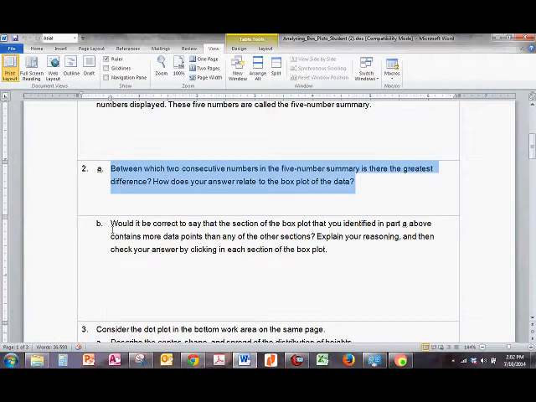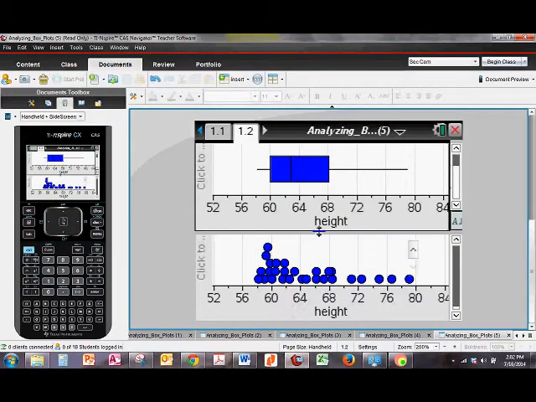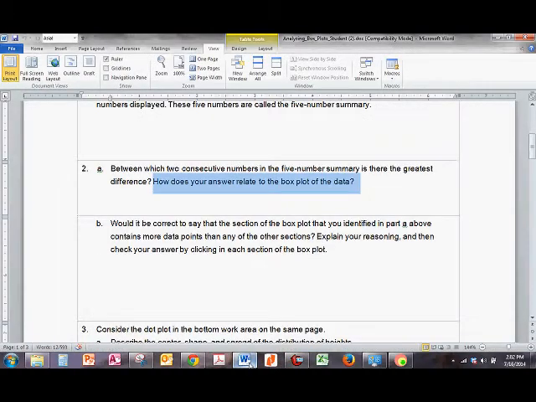Then it said, I apologize, there's this one right here. How does your answer relate to the box plot of the data? It's kind of confusing, but our answer was the biggest gap, and I don't really know how to explain that. I guess, how does your answer relate to the box plot of the data?